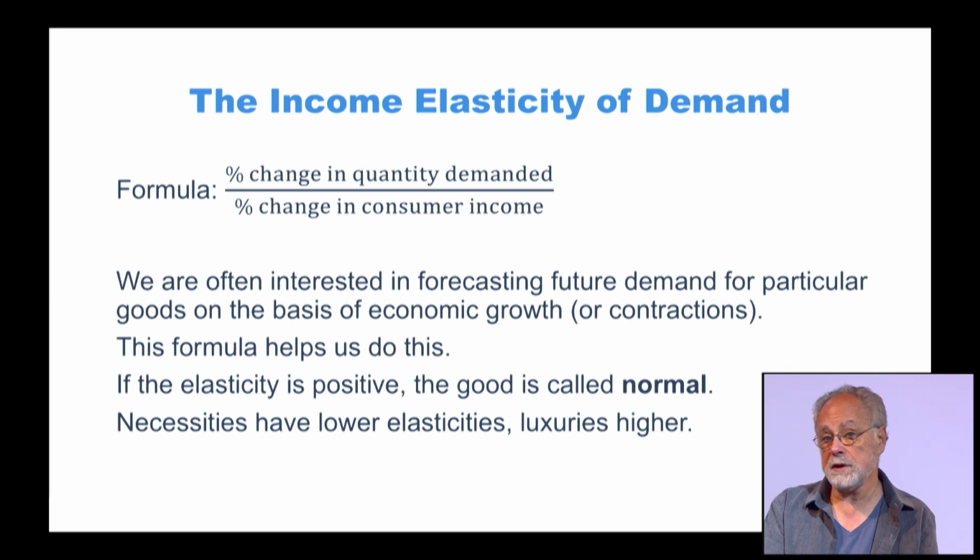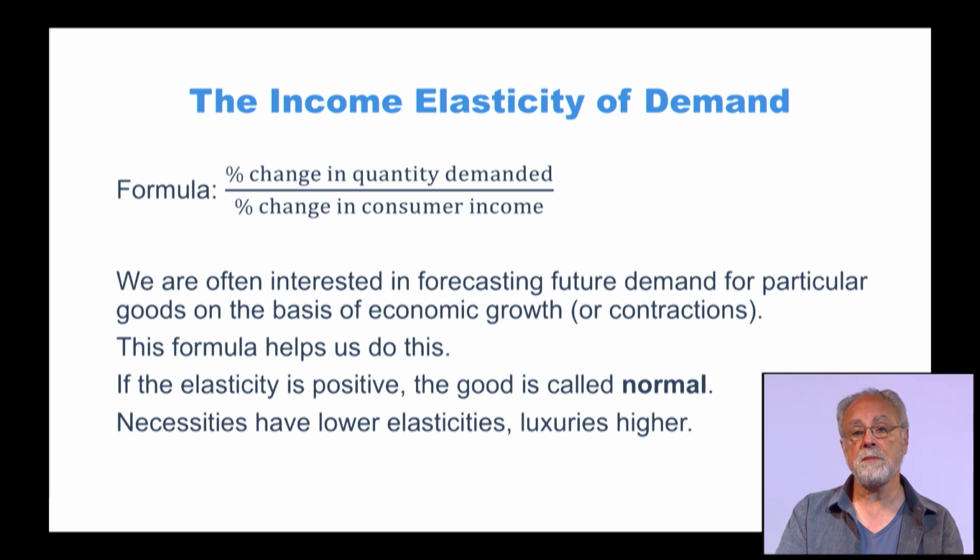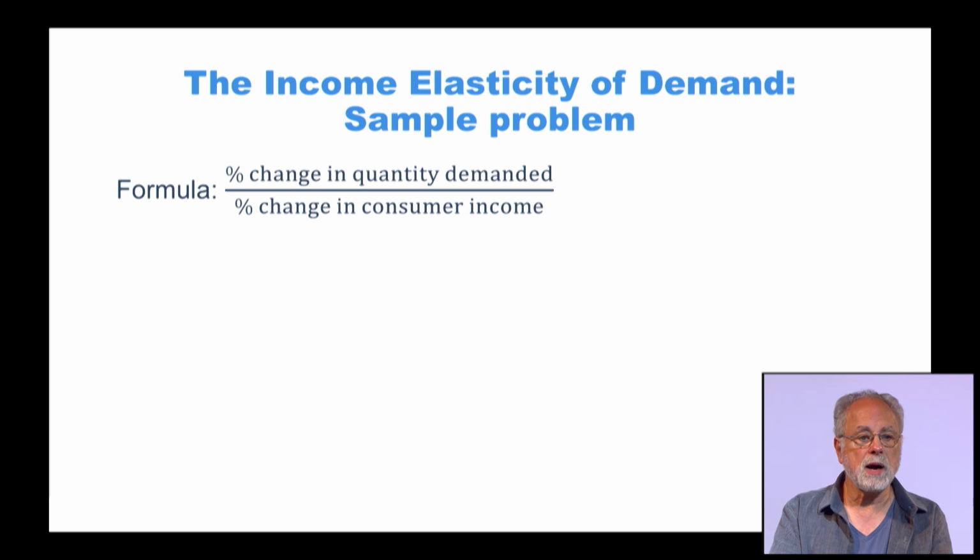In general, necessities are goods that have lower elasticities, because people buy them whether their income goes up or down. They feel they need to buy these things, so the demand doesn't change that much with income. Luxuries are things that people buy when they have the income. They don't buy if they don't, and so luxuries would typically have a higher income elasticity of demand. So let's look at a sample problem.